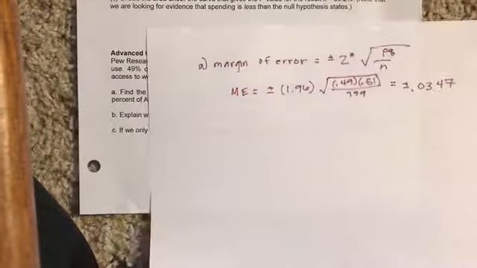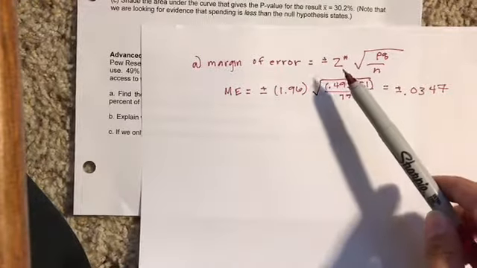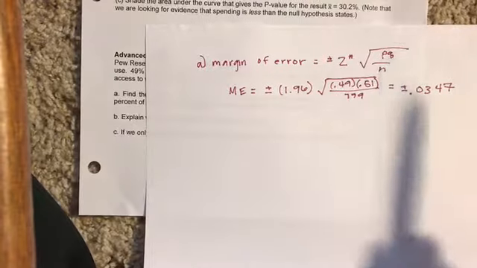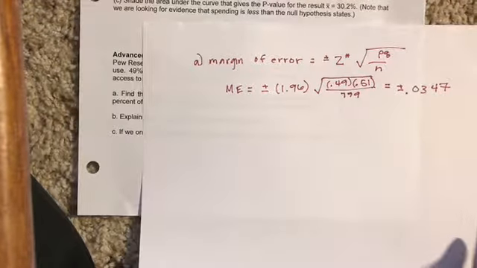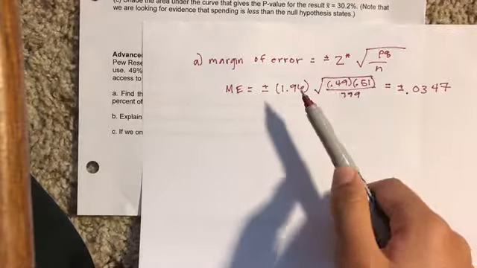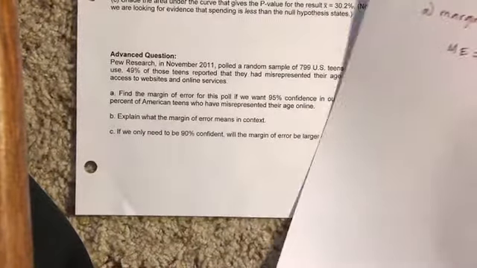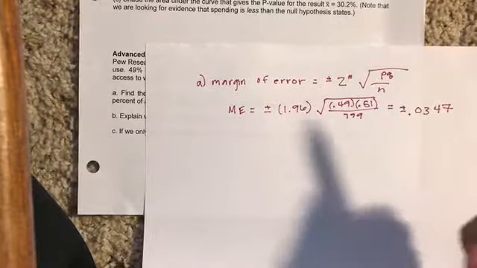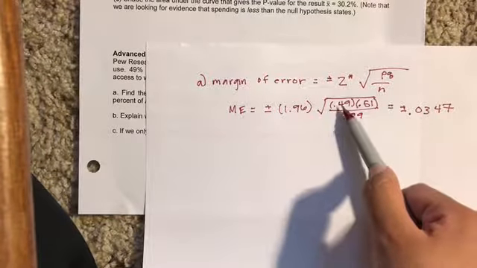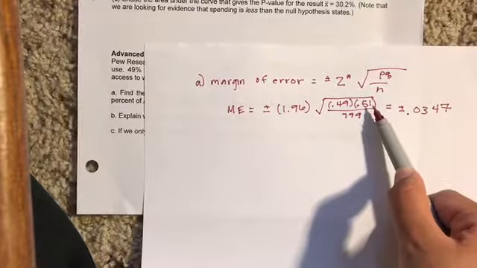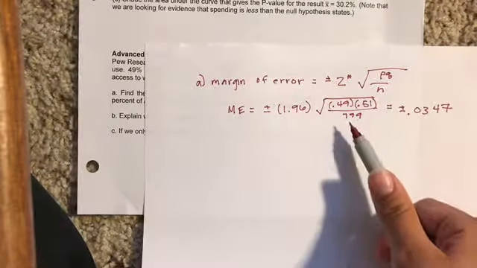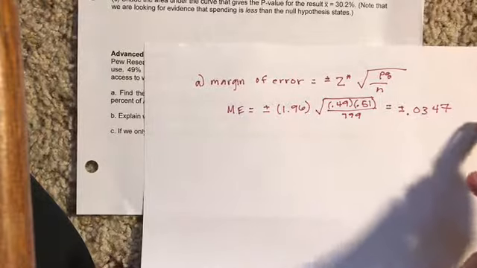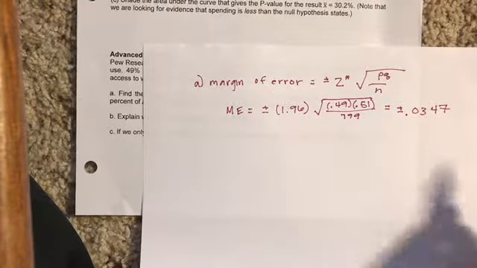So to do that, you basically use the margin of error equation, which is plus or minus z star times the square root of p success times q failure over n, which is the sample size. And so they tell us that they want 95% confidence, so we know that the z star is going to be 1.96, and then they give us the success, which is 0.49, and we just subtract that from 1 to find the failure, and then they give us the sample size of 799, and we know that the margin of error will be 0.0347 above or below the 0.49 proportion for success.